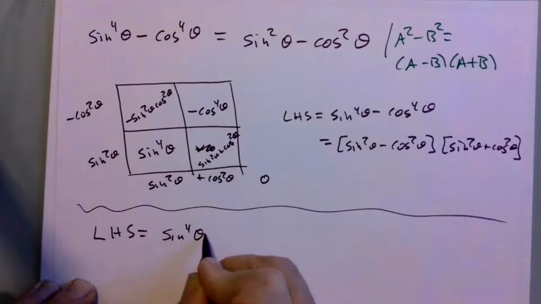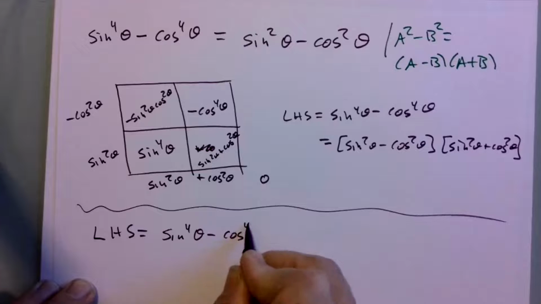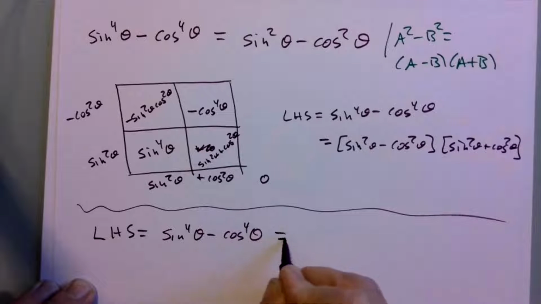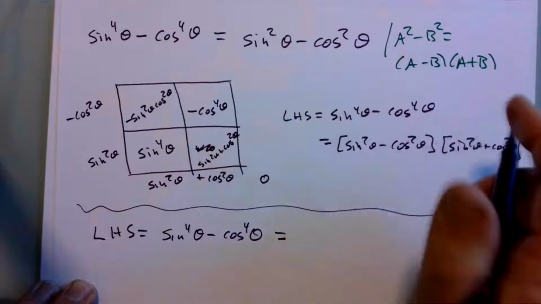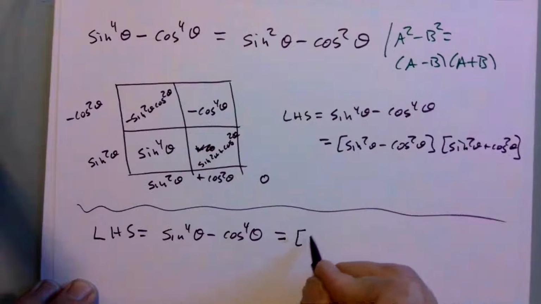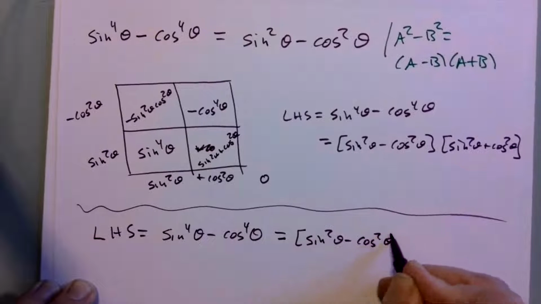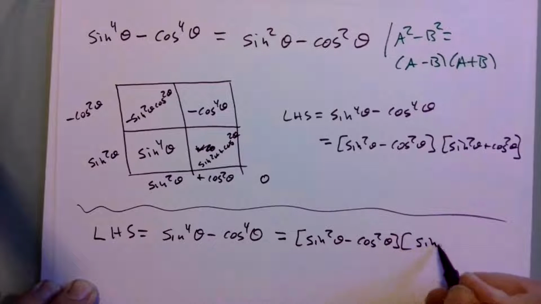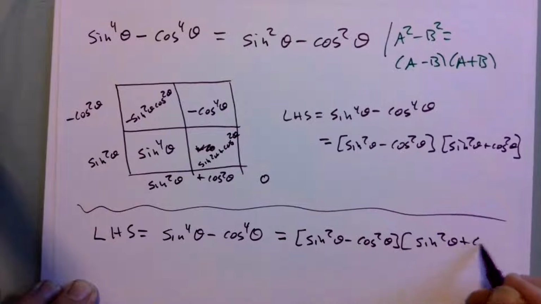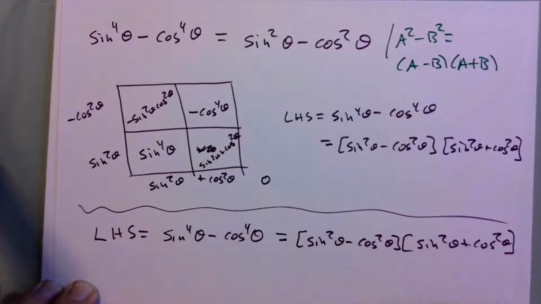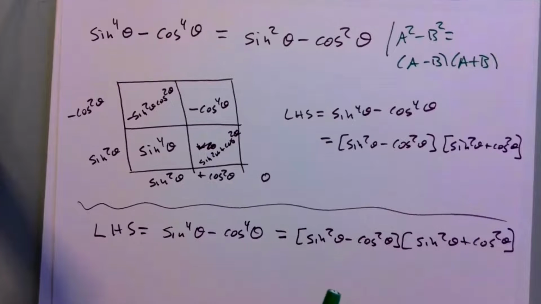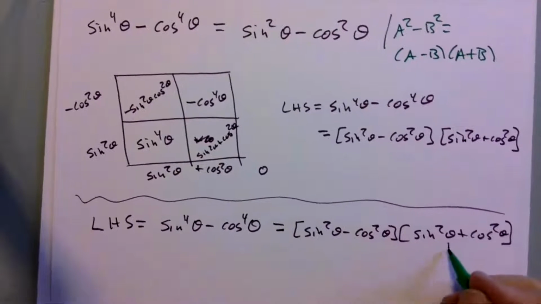So left-hand side, sine to the fourth of theta minus cos to the fourth of theta. Well, what did I say that equals? We did our work up here and said that equals sine squared theta minus cos squared theta times sine squared theta plus cos squared theta. But what do we notice? Sine squared theta plus cosine squared theta, that is our Pythagorean identity. This thing is 1.